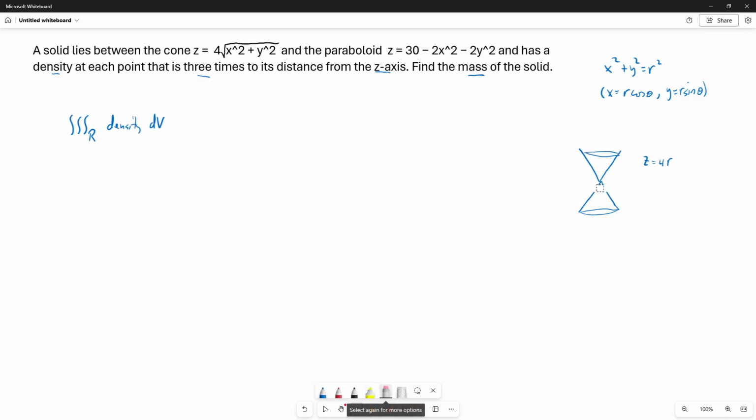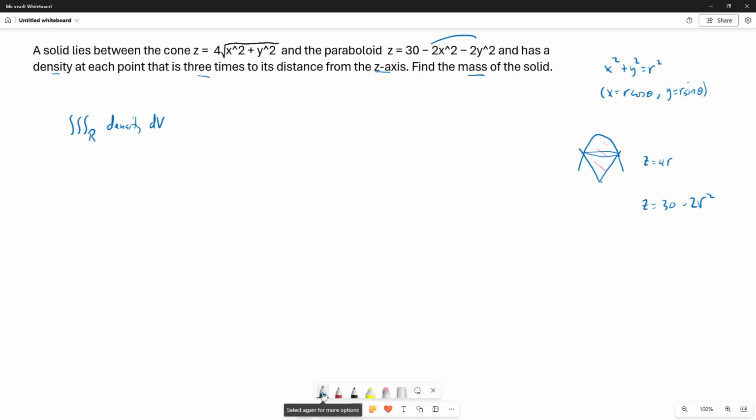I think we might just want to consider the top part of the cone with r positive. So z equals 4r. And then we have a paraboloid that opens downward, and that's z equals 30 minus 2r squared. Factor out the negative 2, and we have x squared plus y squared. And so we have an object here that looks a little bit like a snow cone. And we want to find the mass of the solid.